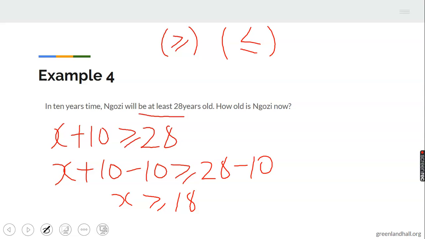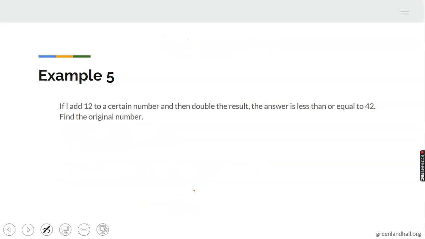So in 10 years' time, you know what the age will be. In the next year, Ngozi will be 19. So that is why we said x is greater than or equal to. Presently it is equal, that is 18. Then in the next 1 year, that will be greater than 18, like 19. That's how it will be increasing. So that is the solution to that example. Now, another example is if I add 12 to a certain number and then double the result, the answer is less than or equal to 42. Find the number. Okay, let that number be A.